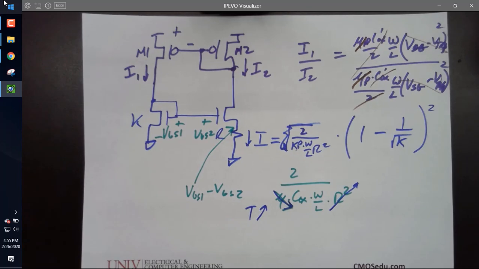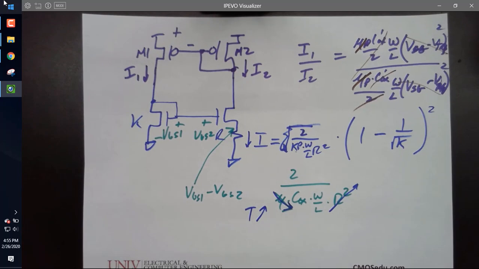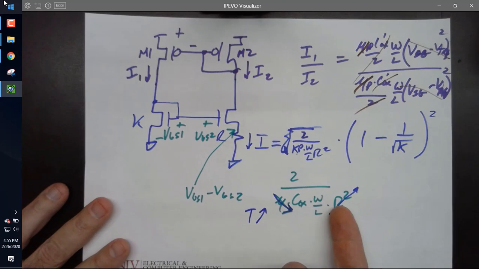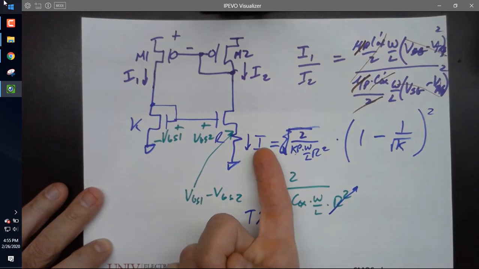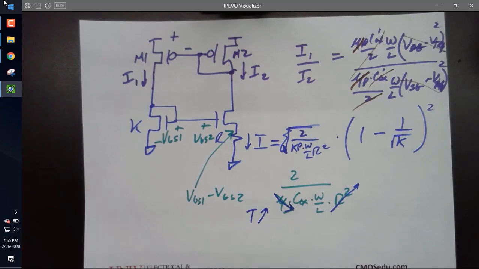Days are ticking away. Any questions on this? So what's the takeaway from all of this? Temperature is good for the beta multiplier because the mobility decreasing is canceled by the resistance going up, and the current stays essentially constant, right? Doesn't move a lot. It's still going to move, just not going to move a lot. You want it going and changing. Okay, so any questions on that?